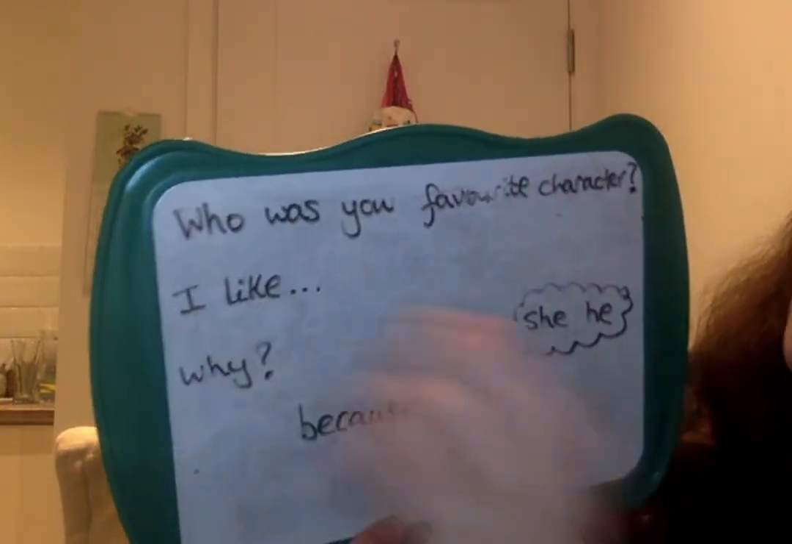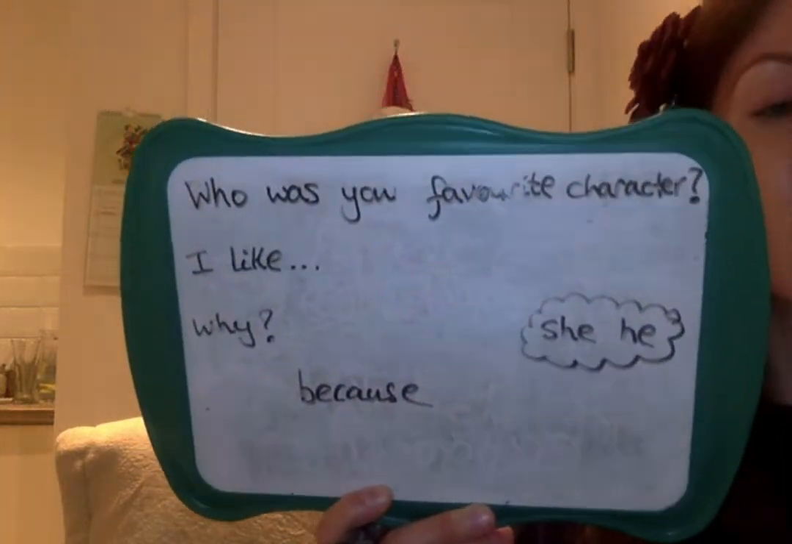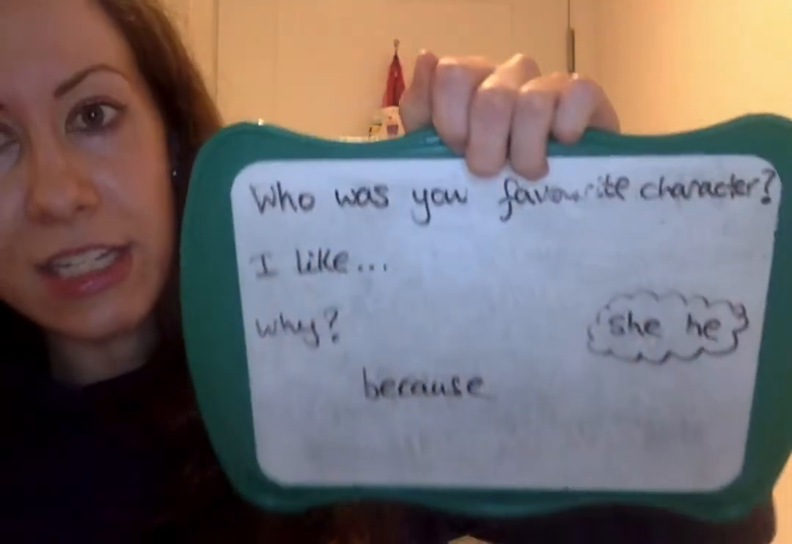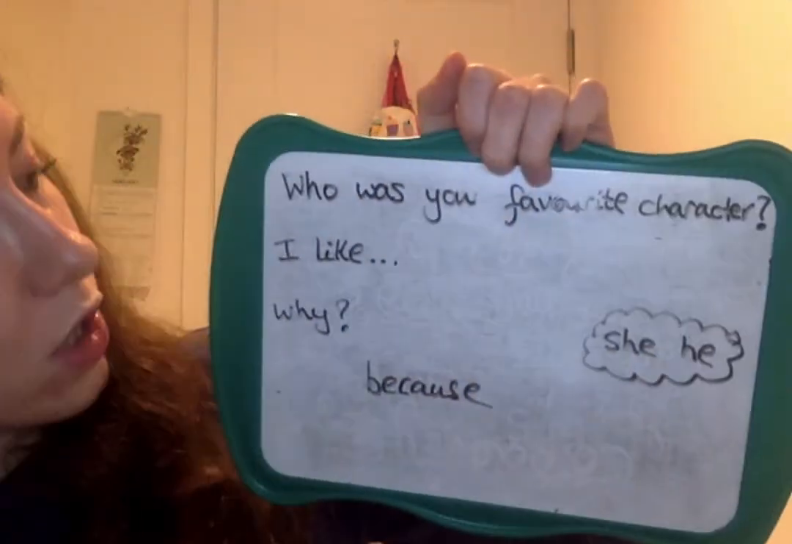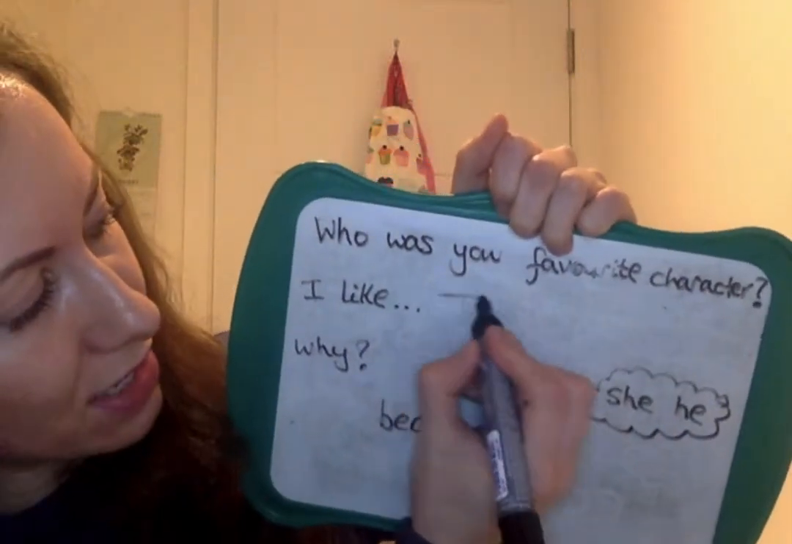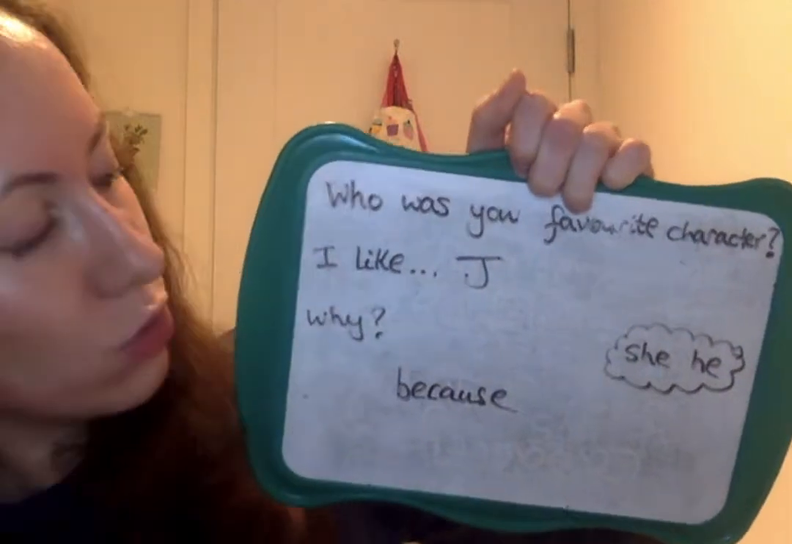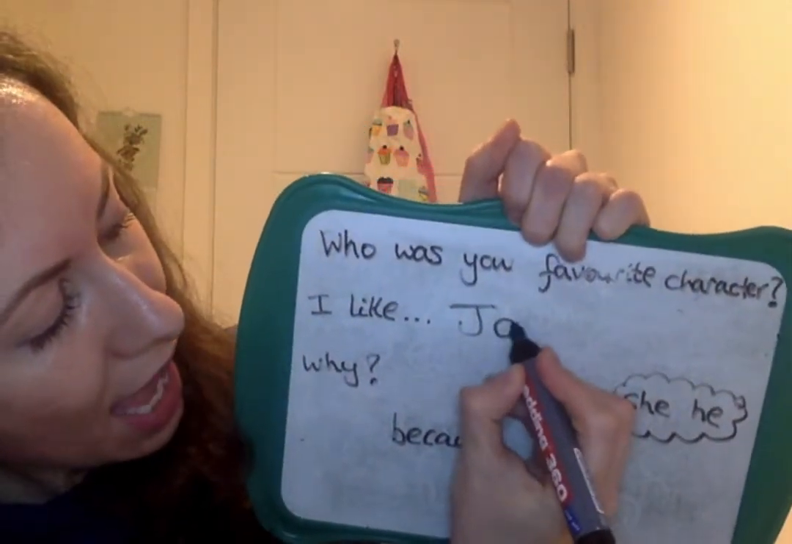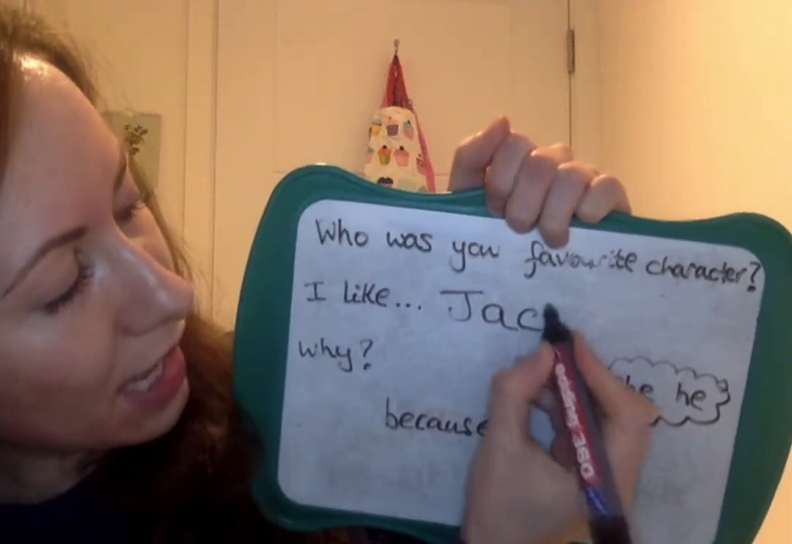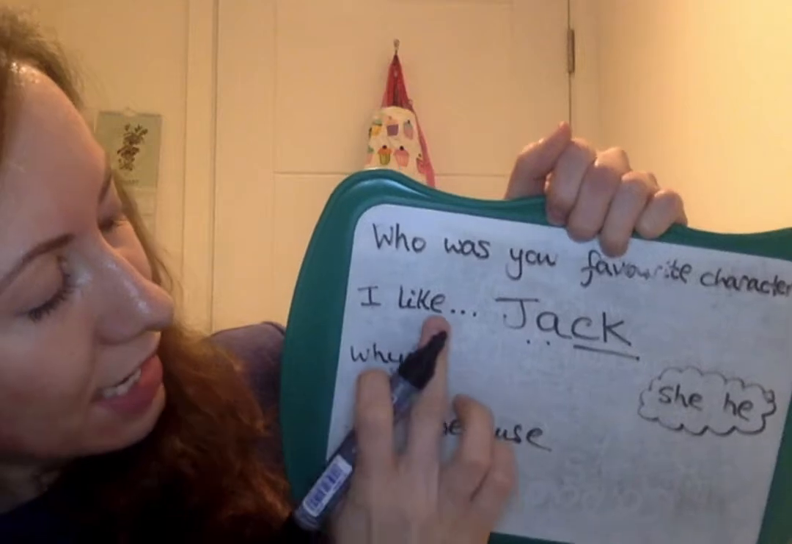So I like, you've got a sentence starter. So I like, for example, I like Jack. So when we are writing somebody's name, we always need to remember to have what at the beginning? We need a capital letter. So a capital J looks like that. Capital J. J, A, and with Jack's name, he's got the K digraph at the end. J, A, K. So I like Jack.